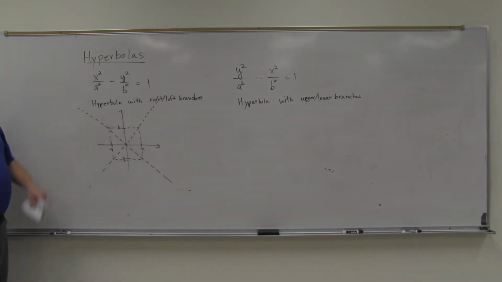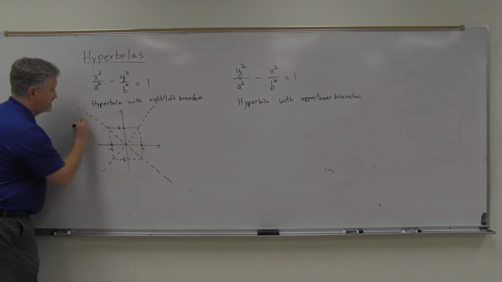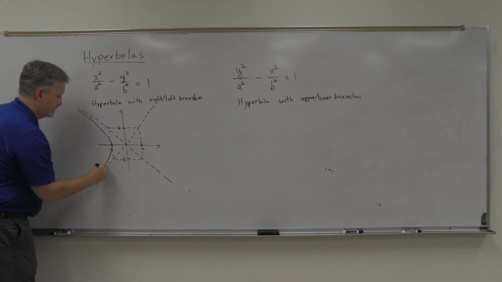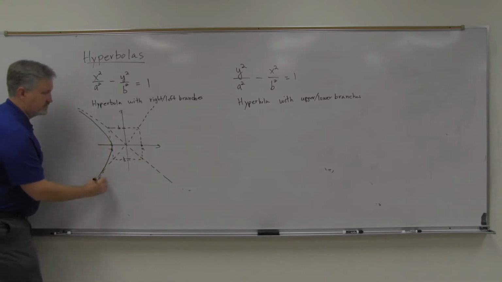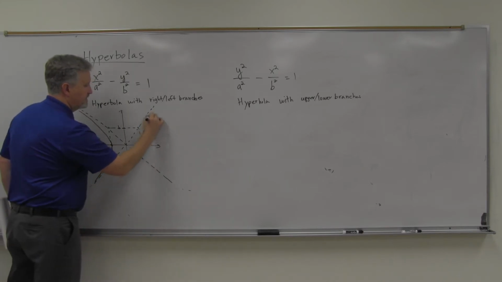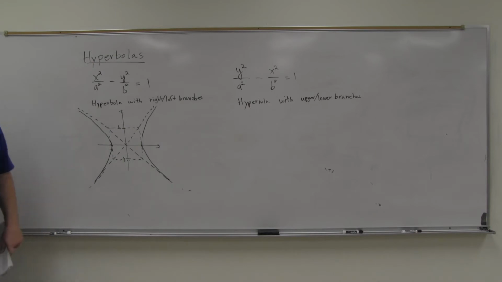And then since it's right and left branches, it hits this one and this one, and that'll be my vertices. And then it'll be asymptotic, I believe that's a word, to those asymptotes I drew in, on both sides. That's how I get my branches. It's not that bad. Just have to do a little rectangle and then diagonals.